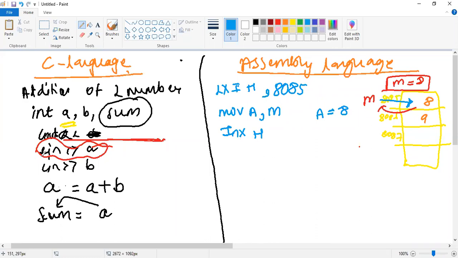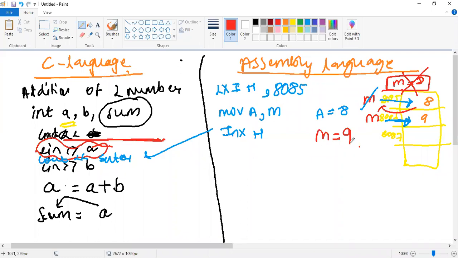This increment is the same as when you again write cout, enter second number. Incrementing H means now your M is pointing here. Now this value will be gone, and your M will contain 9. Now see, our first number is in A and our second number is in M, which is 9.